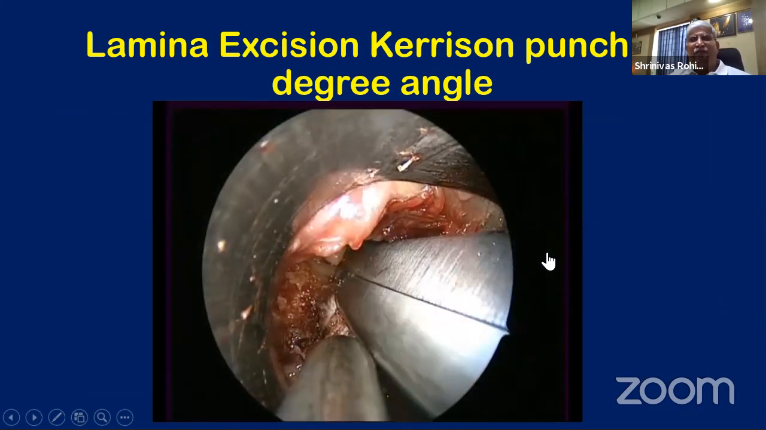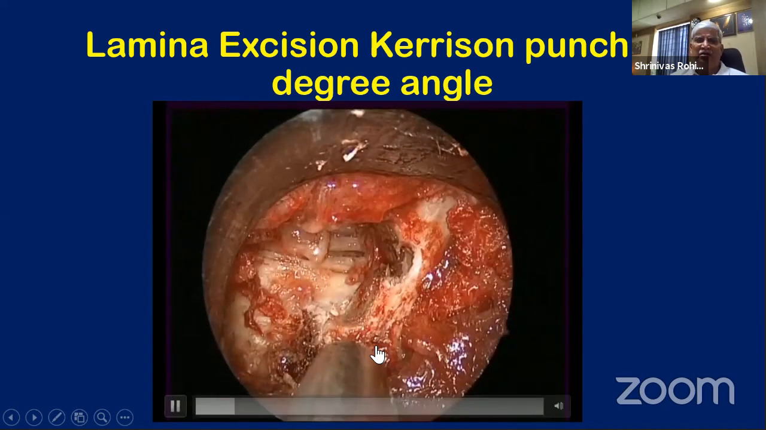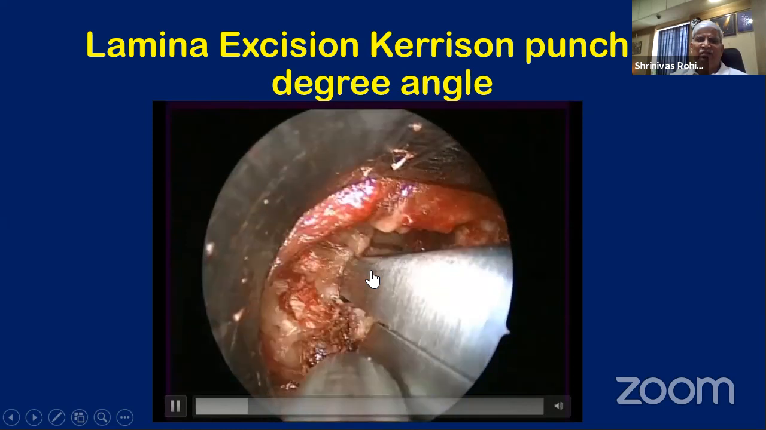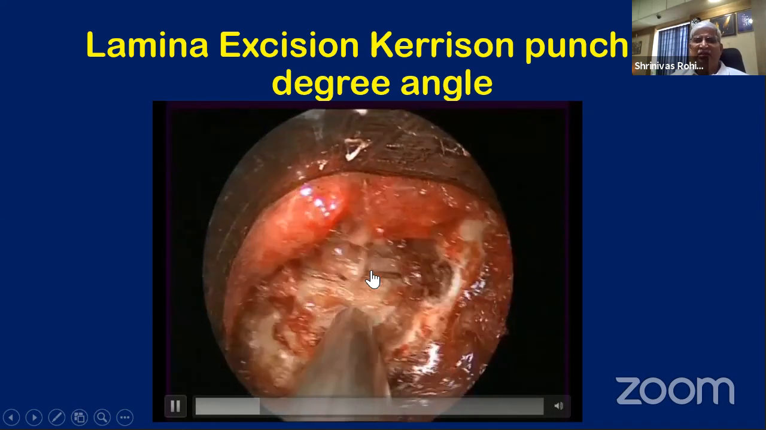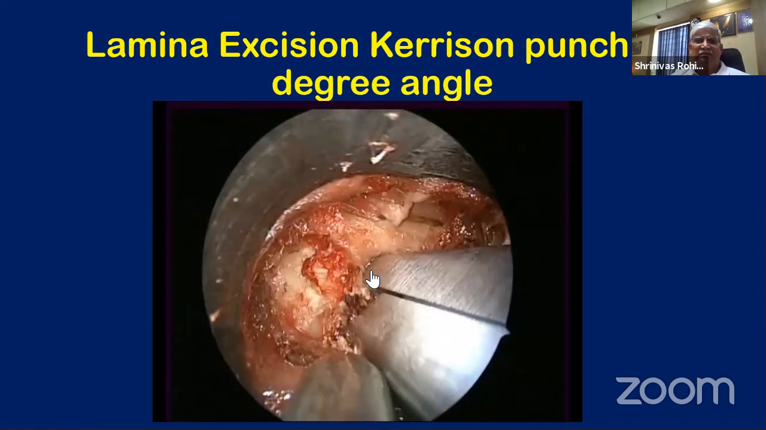Now this is a representative case, right-sided L4-5. You can appreciate the lamina here. This is the midline. We use routine instruments, like this 3 mm Kerrison punch. Everything is under vision.